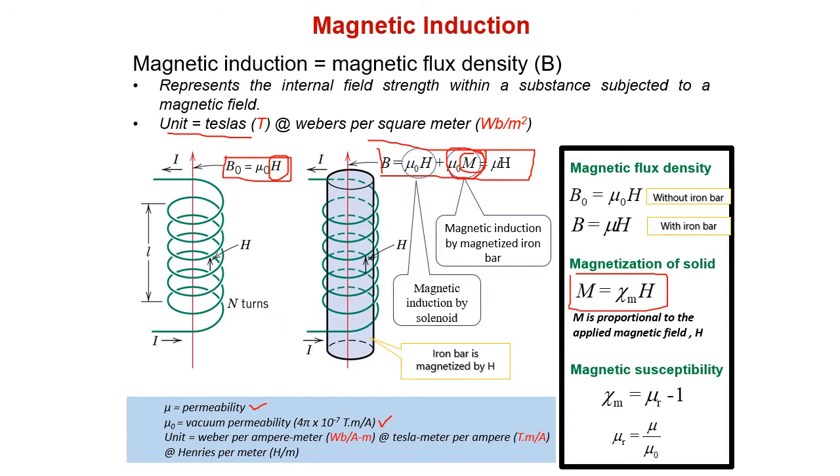Magnetization of a solid equals Chi M times H, where M is proportional to the applied magnetic field H, and the Chi here we can calculate by using this formula: mu R minus 1, where mu R is mu over mu naught, or the mu of the solid over the vacuum permeability.